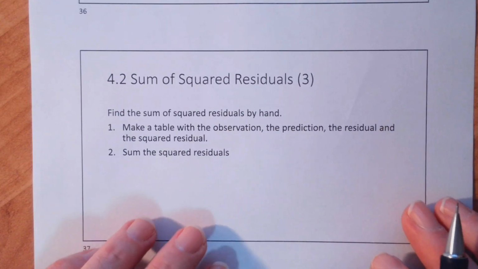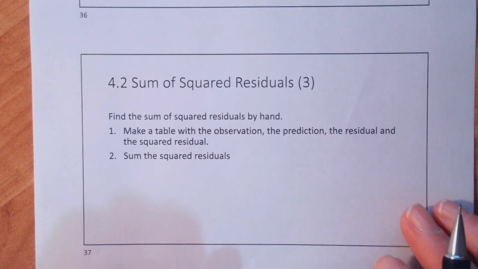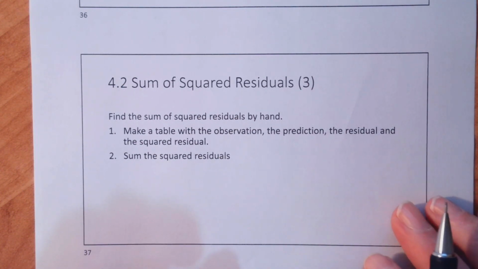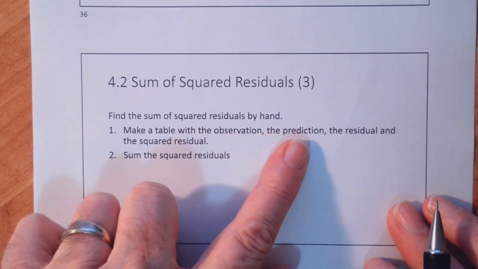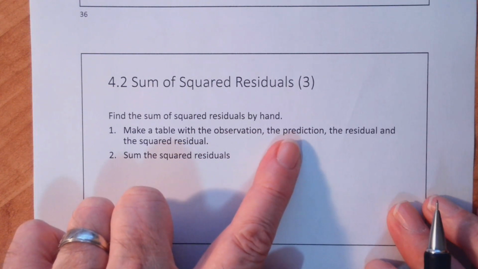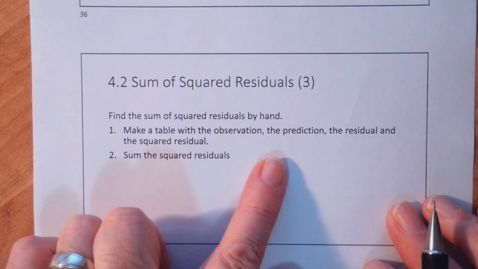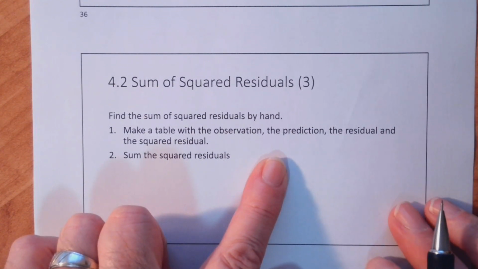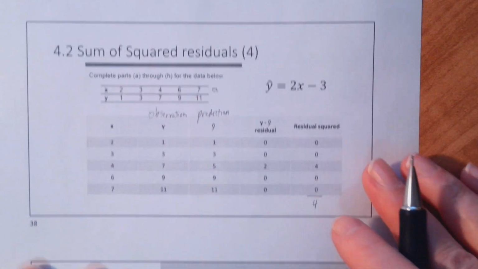So finding the sum of the squared residuals. I actually do this in problem 2 for the homework example that I did. So it talks about making a table with the observation, the prediction, the residual, and the squared residual, and then sum the squared residuals. And actually you can see this on the next slide. So this is like what I did in the homework.